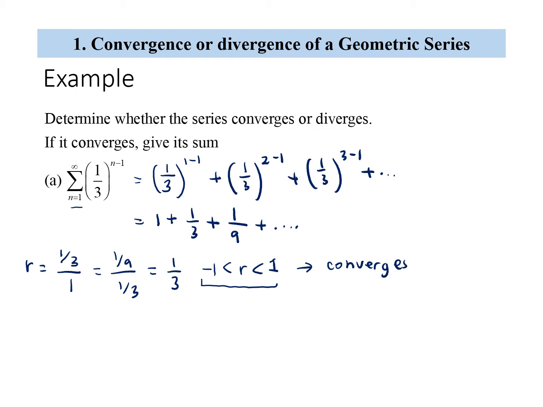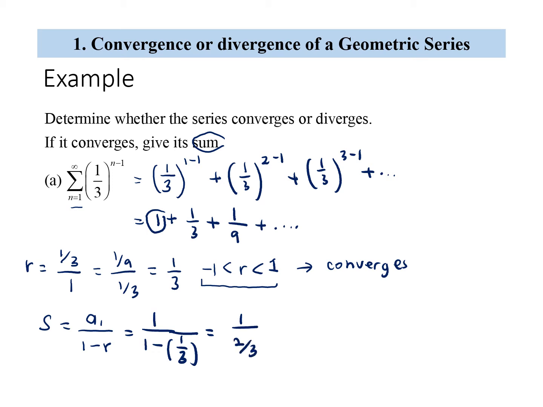Since it is converged, we have to find the sum of the series, which is equal to a1 over 1 minus r. Our a1 from the series is 1, so we have 1 over 1 minus r, which is 1 minus 1/3. So we have 1 over 2/3, which is equal to 3 over 2. This means that the summation of this series is equal to 3 over 2.